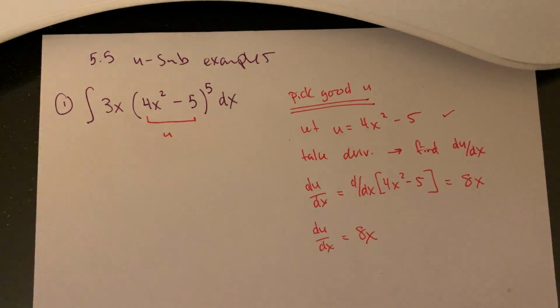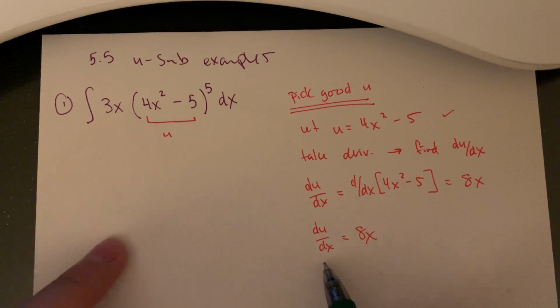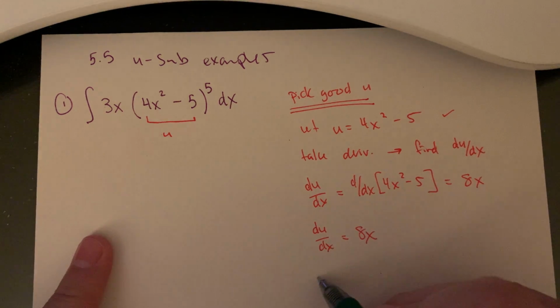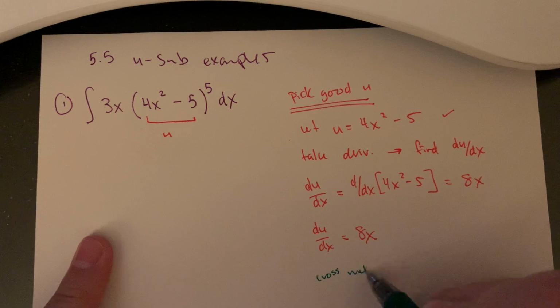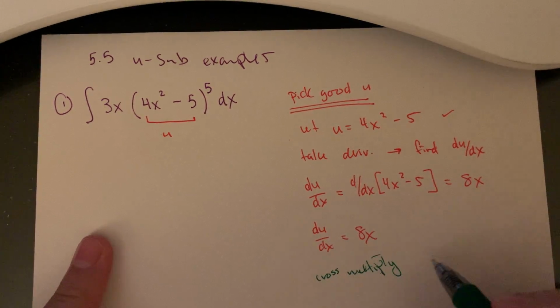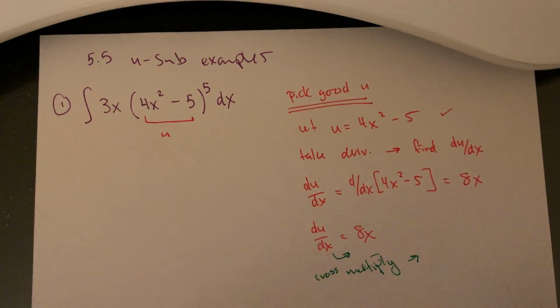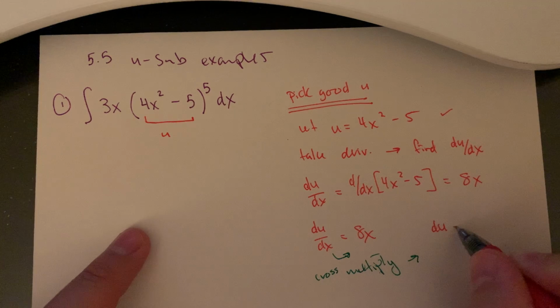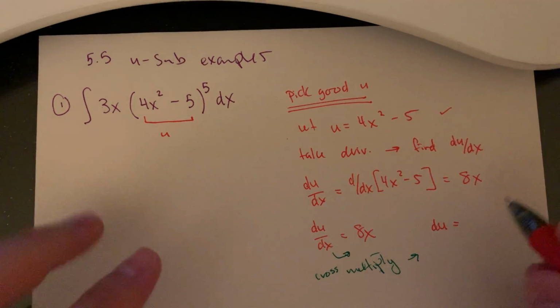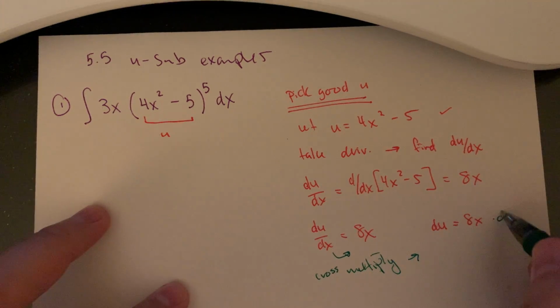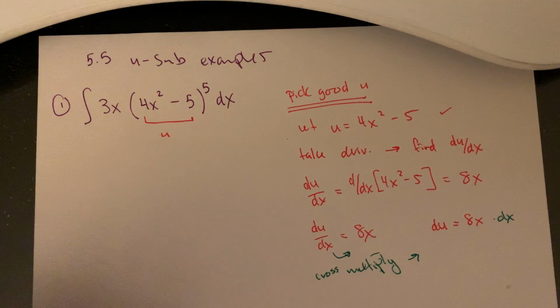And what I'm going to suggest here is, again, we said technically this is not officially a fraction, but do a quick little cross multiply. I was about to do this in the last video, but then I paused. Cross multiply, and actually bring the dx over. So what we're going to get here is that du is equal to 8x times dx.